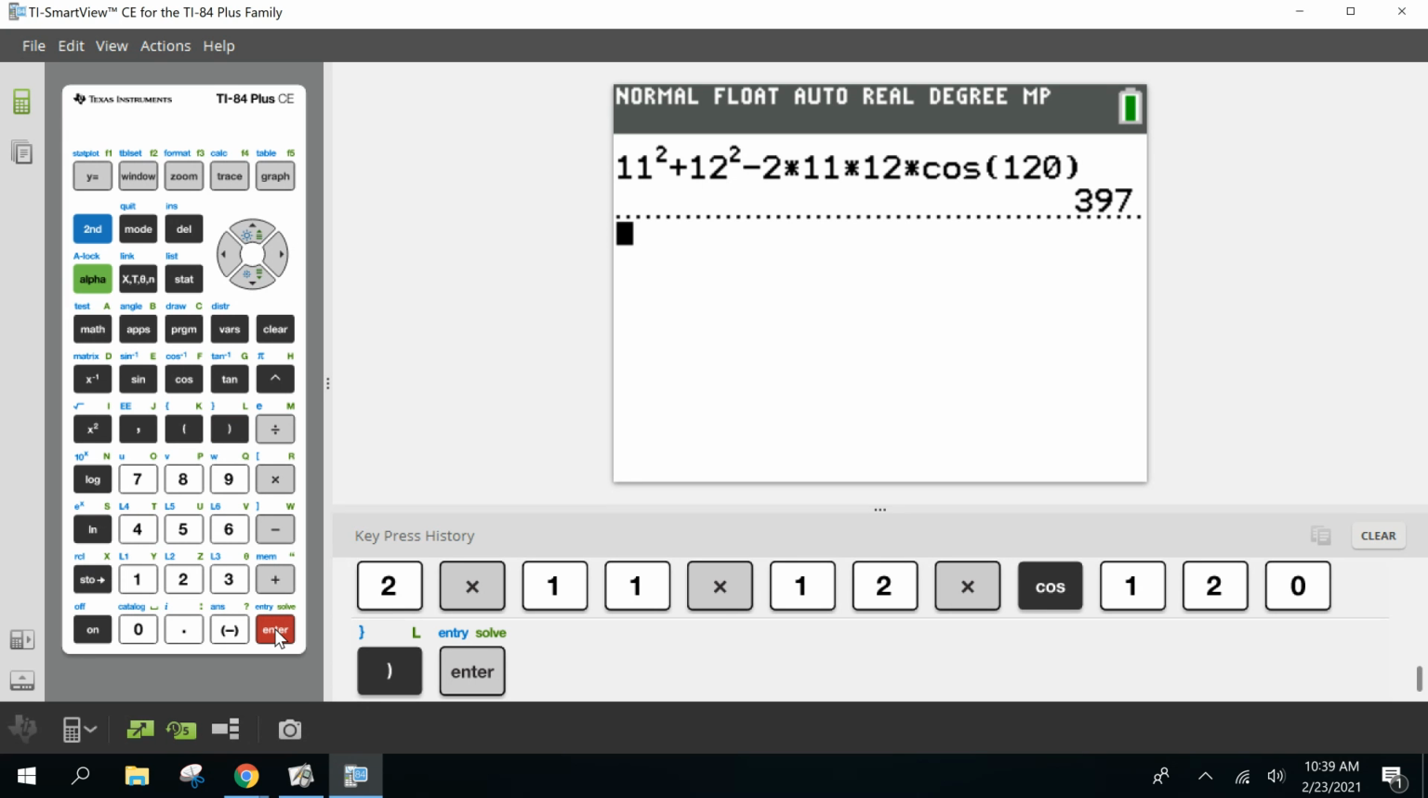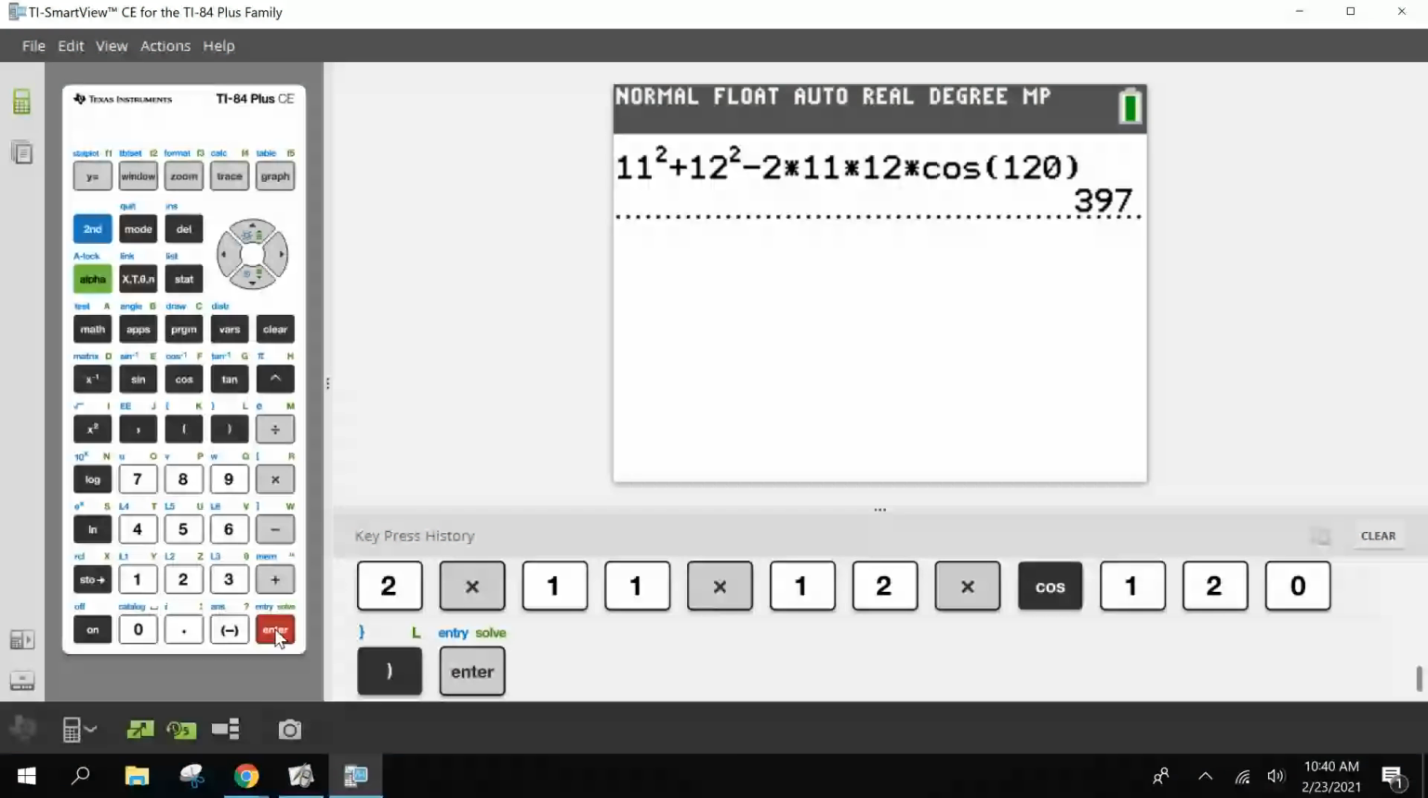Doesn't doing this group together all the 2 times 11? Yep, it will do it. You don't have to worry about parentheses or anything. That's what's great about the calculator. Because of the operations we're doing in this order, your calculator knows what to do. Good question. So I get 397.